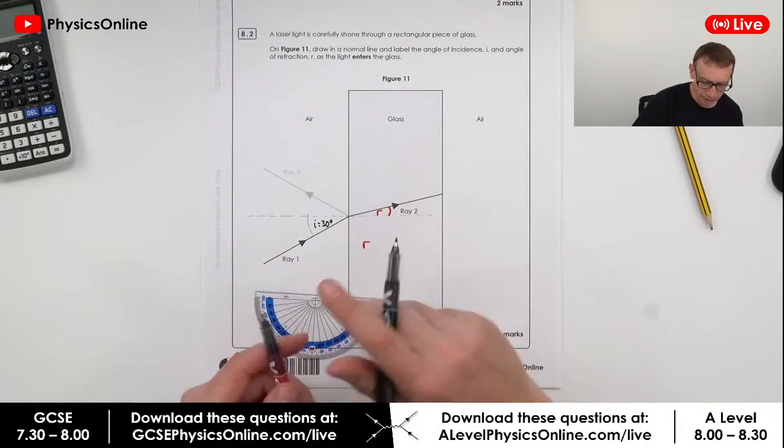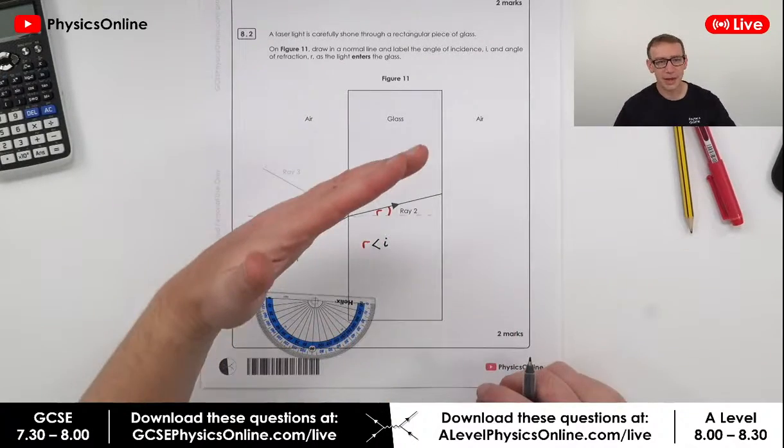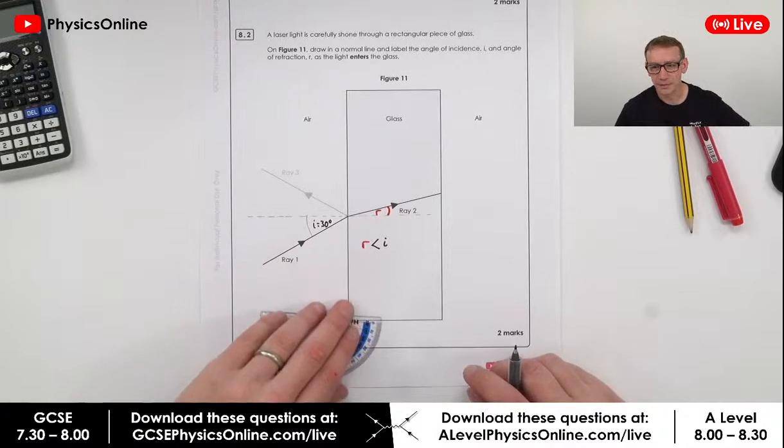So we can see that R is smaller than the value of I, and that means the light is bending towards the normal, so it's slowing down.